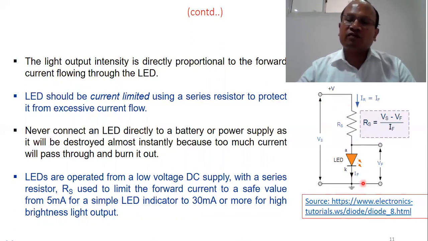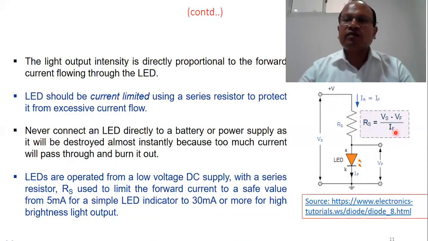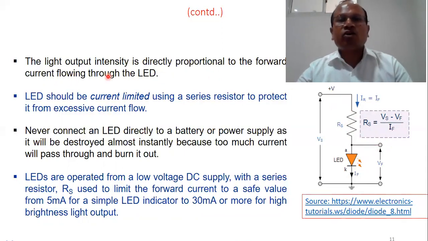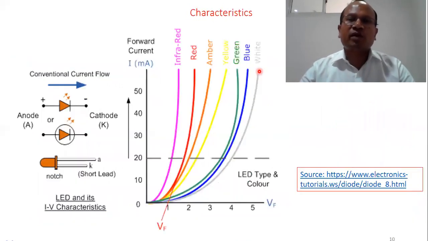Vs minus Vf, divided by the current, because the same current is flowing through the resistance and the LED. So how can you determine this series resistance? Rs equals Vs minus Vf divided by If. Or if Rs is known, you can equivalently calculate the series resistance required to get the appropriate amount of current flowing through the LED. The light output intensity is directly proportional to the forward current. This I was explaining to you.